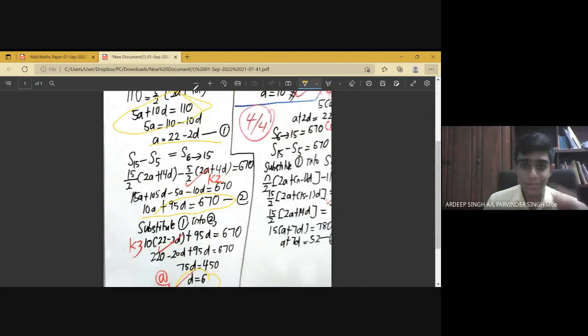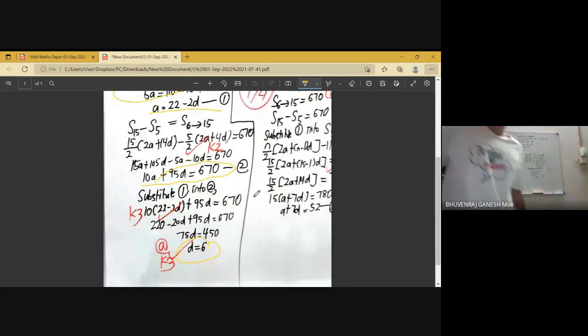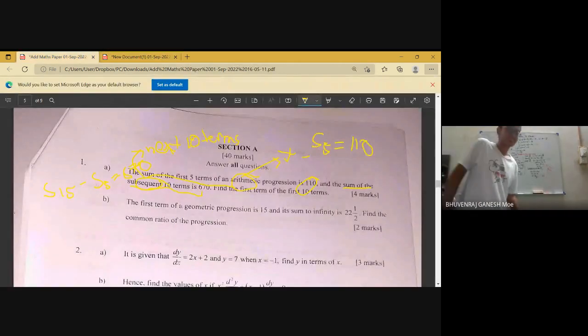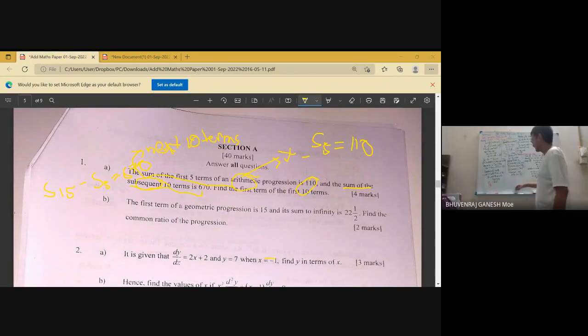Yeah, that's it. So that is the working. After this, it will be taken over by Boon. Just show the question, then I explain my part. Okay. Like what Aldeep said just now, this part, substitution, is the most important part as always.